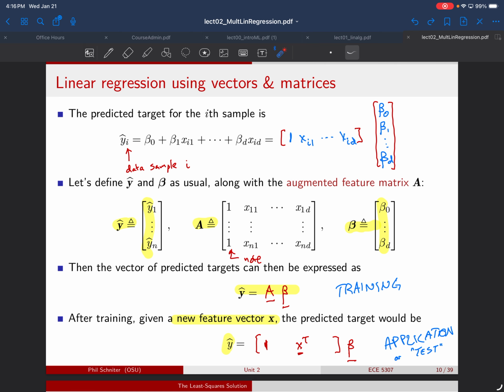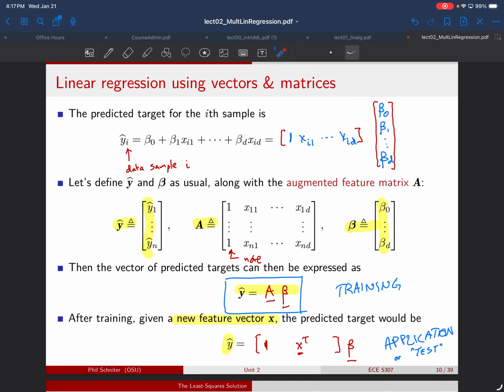There's n of them. We can stack these as rows of a new matrix, which we're going to call A. And then we have this vector beta. And all together, we can write the equation this way. So our vector of predicted training labels equals this A matrix that contains all our training features times the beta vector that contains our adjustable coefficients.